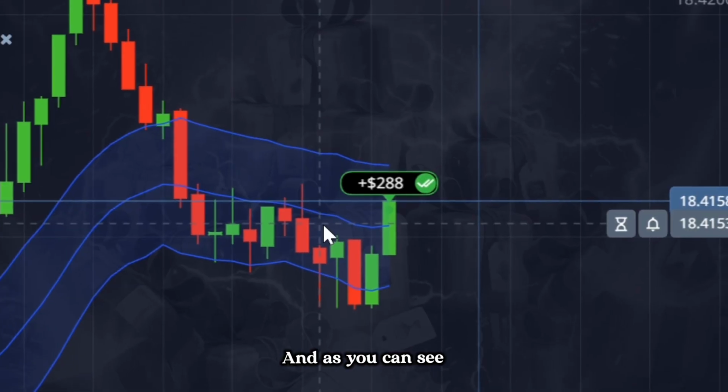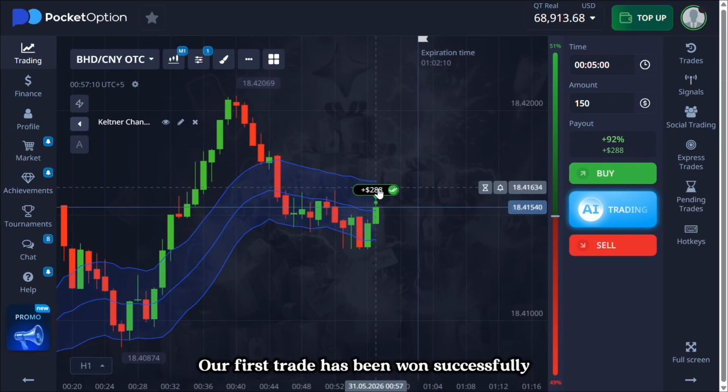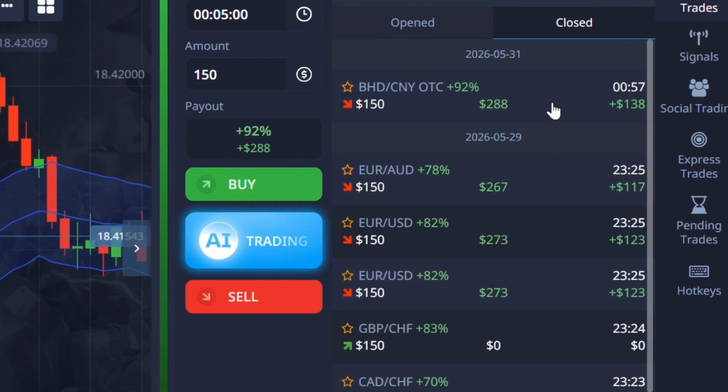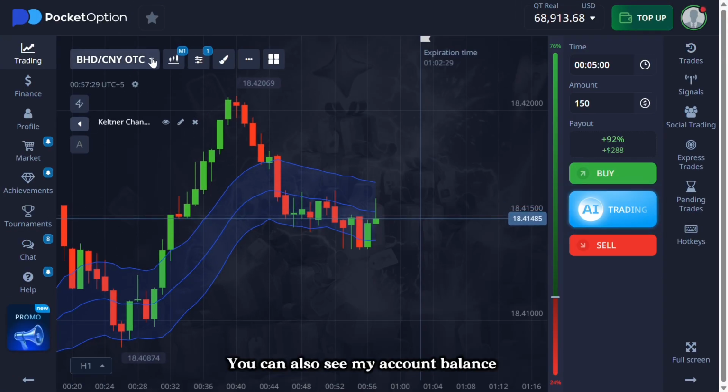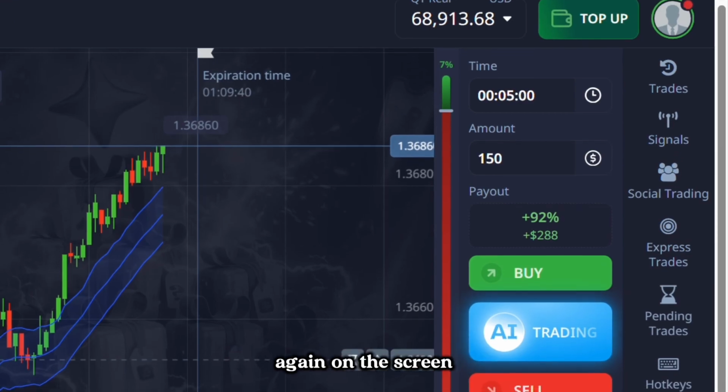And as you can see, our first trade has been won successfully. Now let's move to our second trading pair, USD/CAD. You can also see my account balance again on the screen.